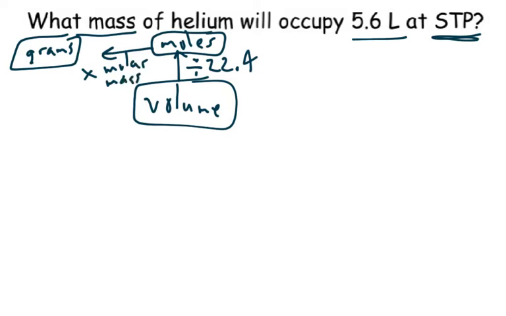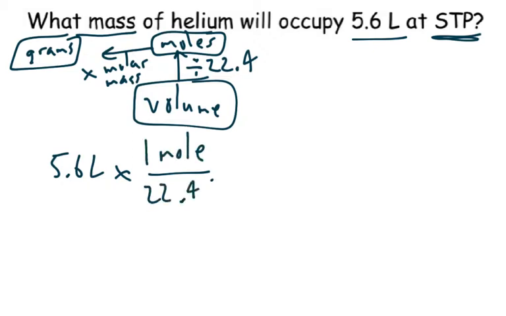So first, let's start with volume. We got 5.6 liters. According to the flow chart, we're going to divide by 22.4. You see, for every 1 mole at STP, there's 22.4 liters. Essentially, if you look at how I set this up, we're just doing exactly what the flow chart says, which is divide by 22.4. We're going to get exactly 0.25 moles of helium here.